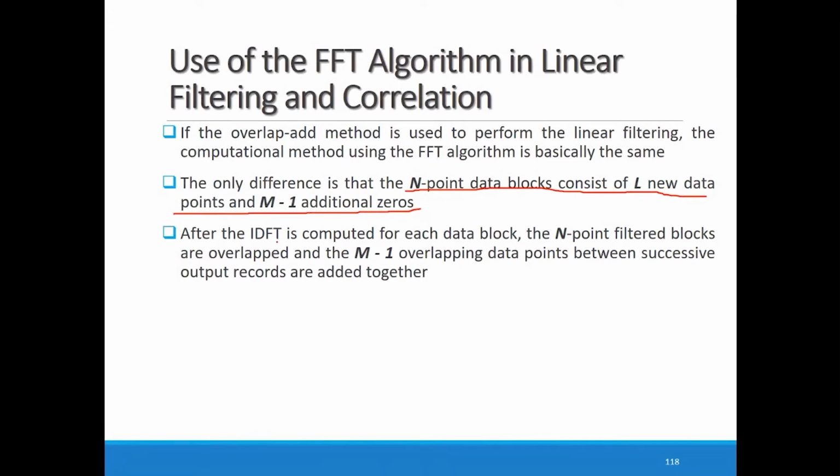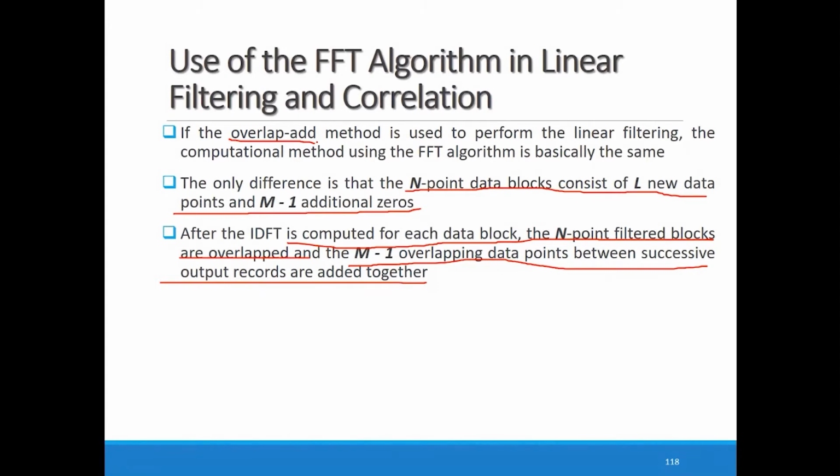So when we perform the IDFT, what happens? It is computed for each data block, and the endpoint filter blocks are overlapped, meaning all these blocks are overlapped, and at the end the M minus 1 overlapping data points between the successive output records are added. So every time you are getting L data points plus M minus 1 additional zeros. Whatever M minus 1 overlapping data points you get, they are all summed up at the last. That is, the overlapping data points between successive output records are added together. That's why this algorithm is known as the overlap add algorithm.